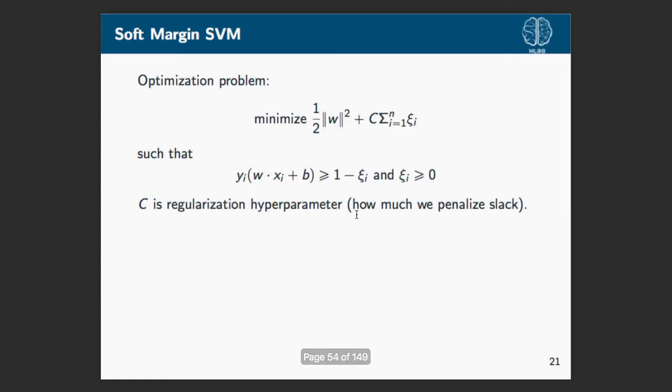So C here is our regularization hyperparameter. So it's something we control. When we build the SVM, we tell it what we want C to be. And that's how much we penalize these slack variables. Any questions so far?